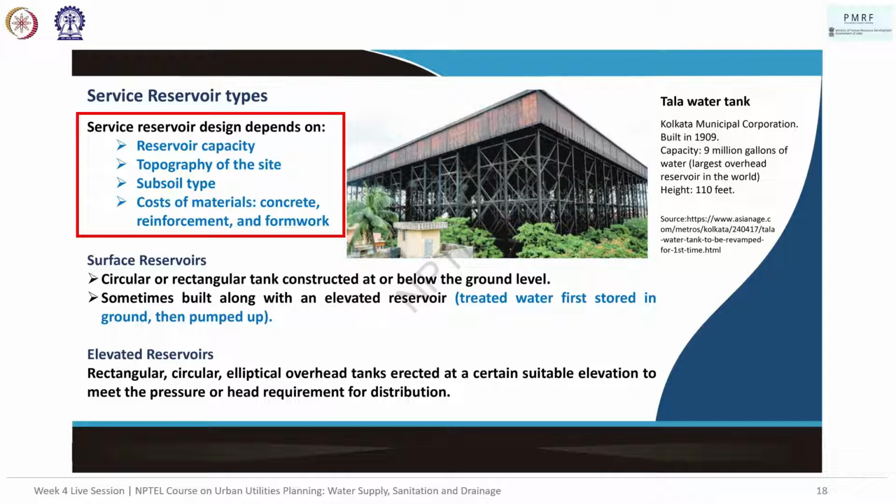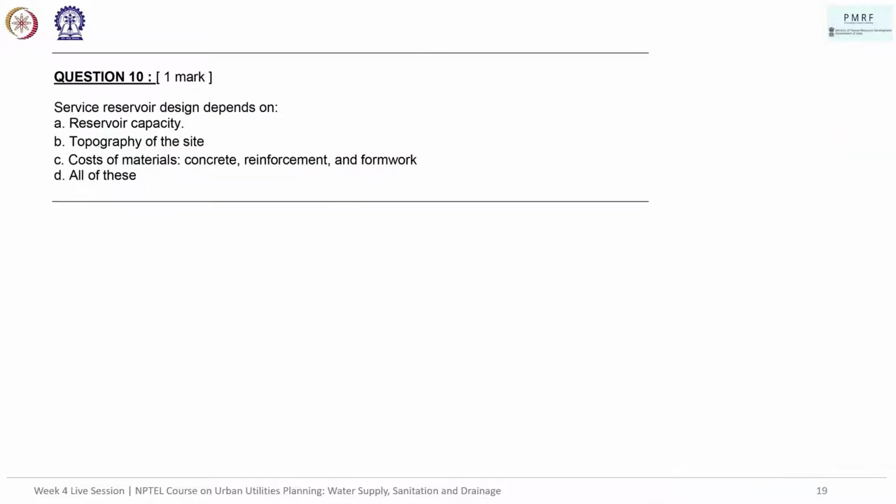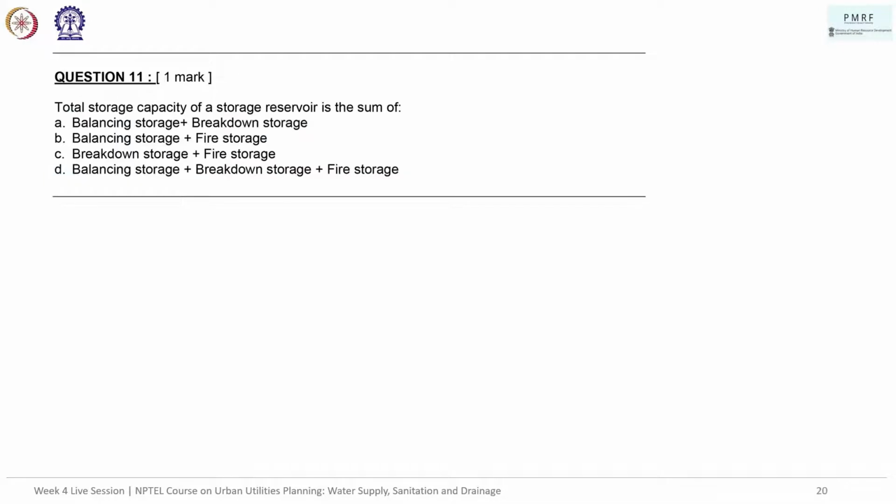Subsoil type, because the capacity of the soil to hold that much water, or the structure or weight of the structure, would also matter. Beyond a point, it becomes too costly to have a service reservoir in certain areas, and then the cost of material. We will want to optimize the amount of material going in. So all of these will dictate service reservoir design, right? So the answer is all of these.